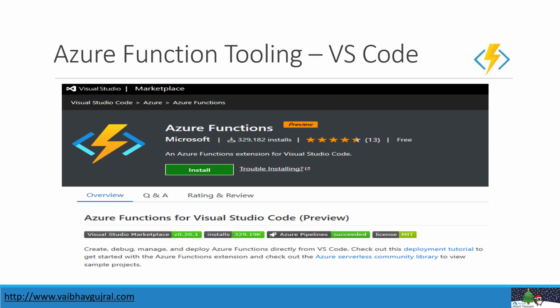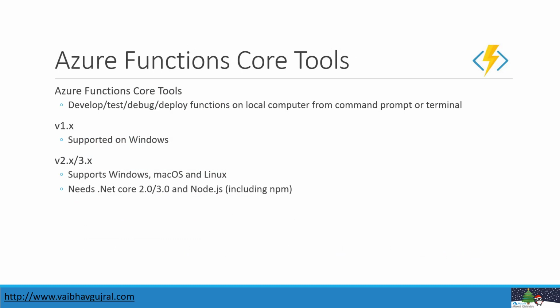For the benefit of the people who use Visual Studio Code, you need to install the Azure Functions extension for Visual Studio Code. You also need to install Azure Functions Core Tools to develop and test your functions on your local computers from the command prompt or terminal. Your local functions can connect to live Azure services, and you can debug your functions on your local computer using the full functions runtime. You can even deploy a function app to your Azure subscription using Azure Functions Core Tools.